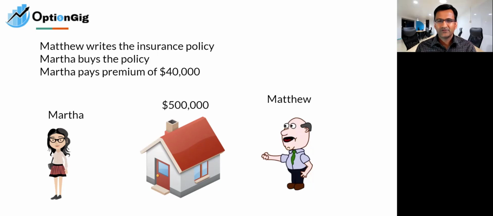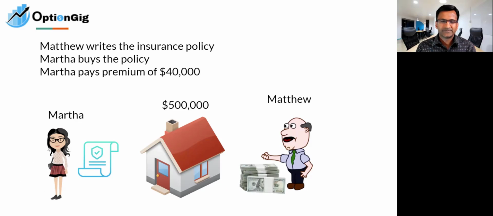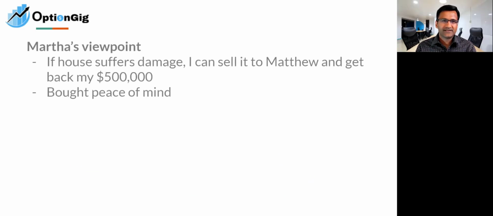So Matthew will write that insurance policy. We are all familiar with this. Those who are homeowners get an insurance policy. Those who are vehicle owners get a car insurance policy. So Matthew writes the insurance policy, Martha buys the policy, and Matthew gets the money. That's the end game. So what we just witnessed is a type of option contract.